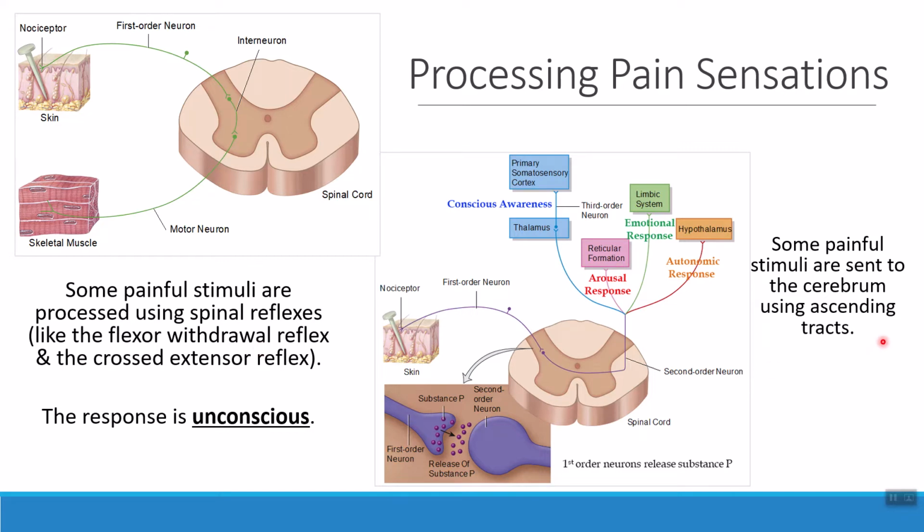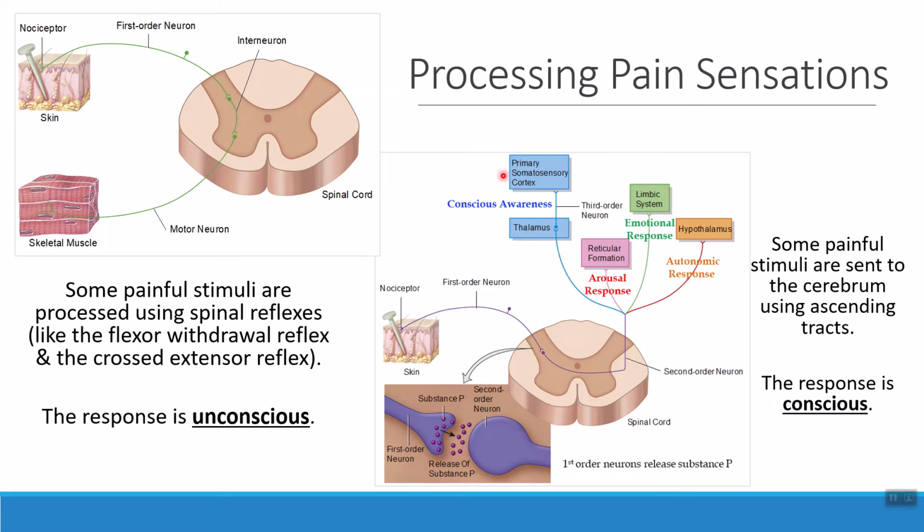We do also, though, process some pain information consciously. If I'm going to process pain information consciously, that information has to go up to the brain. So the place that I consciously process pain information is in the primary somatosensory cortex. Remember, that's the area where we have the sensory homunculus. So I consciously perceive pain there.